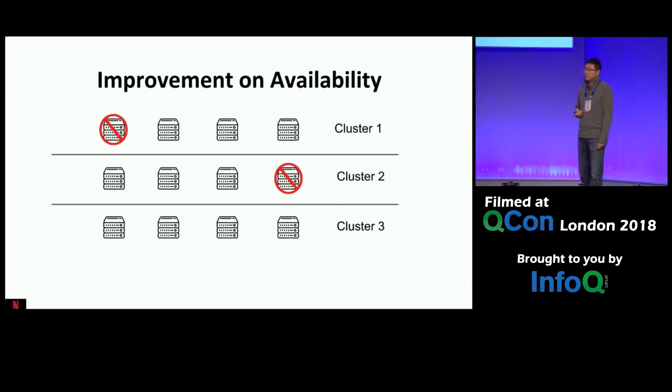But if we divide up that cluster into 3 smaller clusters, but still have replication factor 2 on those 3 clusters, chances are that those 2 bad brokers will be located in 2 different clusters. And because each of these clusters has replication factor 2, losing 1 broker actually doesn't matter. So there's no data loss once we divide up the cluster.